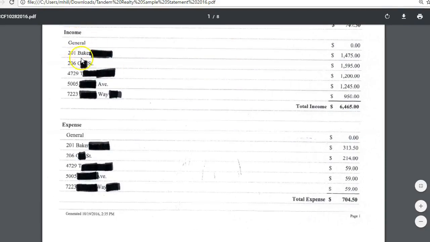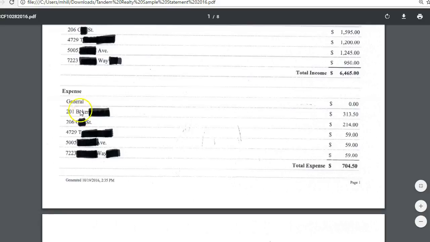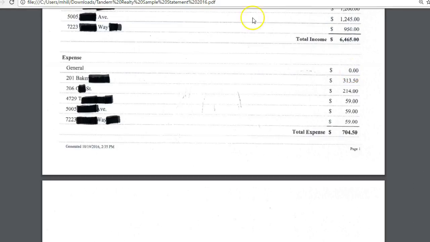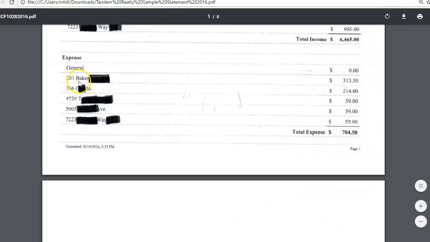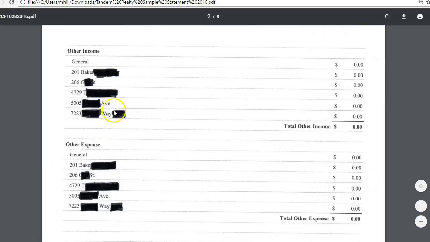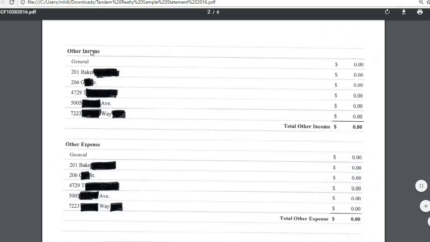But you'll see here we've got income, general, and then each individual property, expense, general, each individual property. If we were doing some work with you as an owner, and you have multiple properties and we're doing it on the portfolio as far as positioning, strategizing, that may show up on the general expense and not be allocated to one individual property. Then we have other income and other expenses. Other income may be if somebody had parking that they're getting paid for, it may show up in here. There's usually not a lot of activity in the other income and other expense categories.